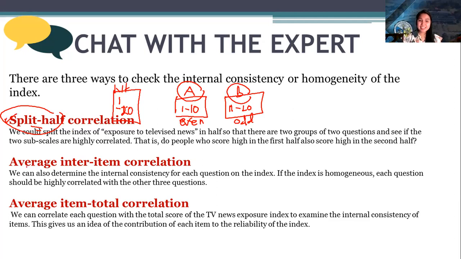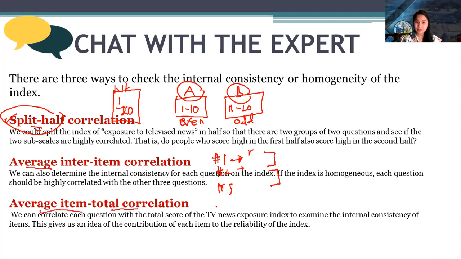The next is the average inter-item correlation. Remember I told you a while ago, in item number 1, what is the reliability index? Ma'am, how do we solve reliability index? We can solve it using Excel or SPSS. I'll teach you later. How about for question number 2? What's the reliability index? Question number 3, and we check, are these two correlated? How about the other one? Or another is the average item and total correlation.